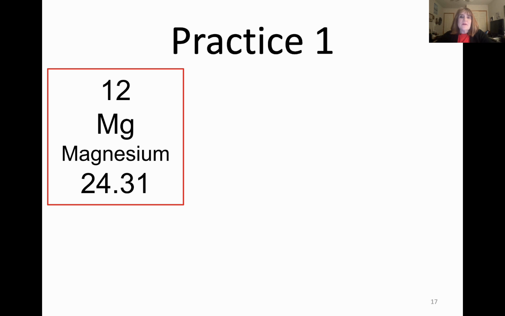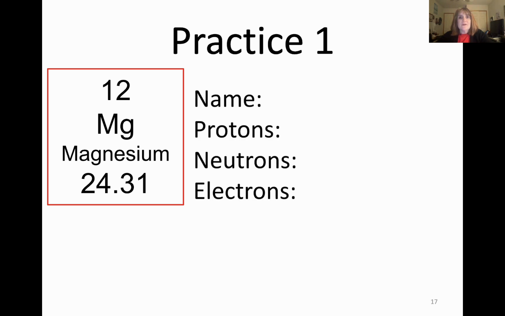So let's look at some practice. Here's what you have to do on your assignment today. I'm going to give you a list of elements. You're going to write them in complete notation, hyphen notation, and identify their name, protons, neutrons, and electrons. So this name is easy. It's magnesium straight off the periodic table. There are 12 protons because it's the top number. There are 12 neutrons because 24.31 rounds to be 24 minus 12 is 12. And there are 12 electrons because it's the same as the protons.